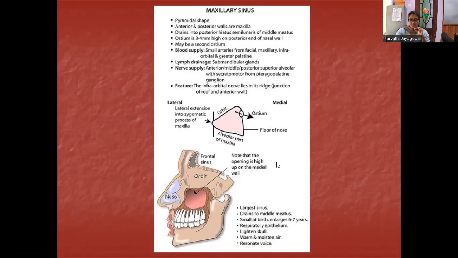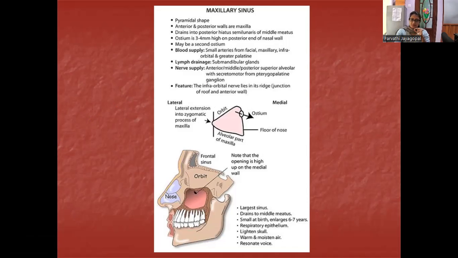Now, the sinus at birth is usually higher in position and very small, and it grows by a process known as pneumatization. So it is after the eruption of all the teeth that this attains its position as it is now, the fully grown sinus.